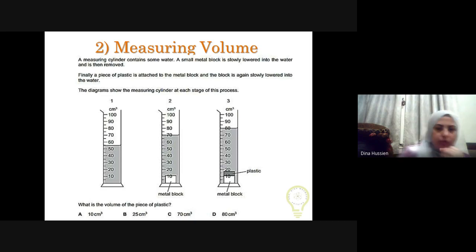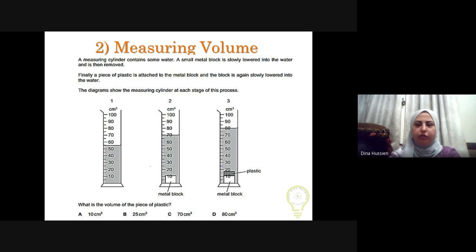Okay, thank you all. So let's correct this together. Now we have what? The descriptive word is saying a measuring cylinder contains some water. A small metal block is slowly lowered into the water and is then removed. I have a metal block, then water, and then the metal block. I slowly immersed this into the graduated cylinder. Okay, can anyone guess why it says slowly? Write it in the chat box.